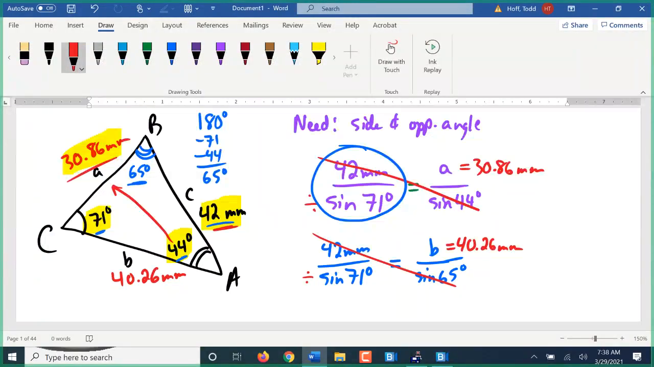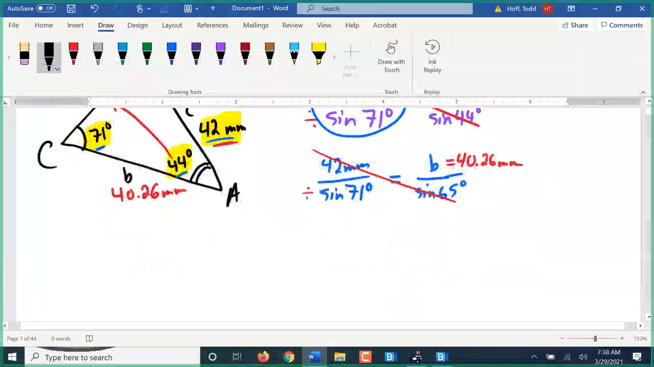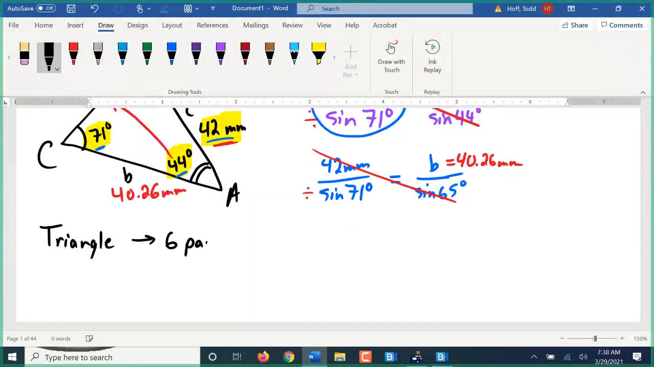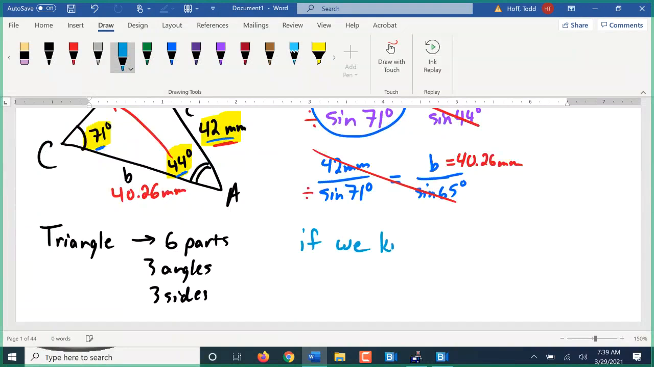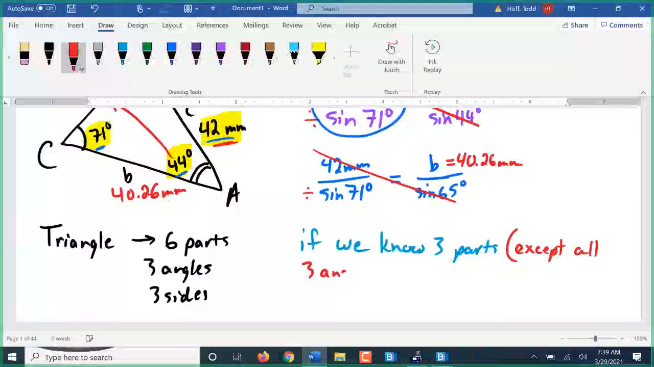So we found those missing pieces. All triangles have 6 pieces. If we know 3 of them, with the exception of all 3 angles, we can find the others. If we know all 3 angles, we know it's similar, but that's all we can really do with it. But if we know 3 of them, and at least one of them is a side, we can find the others.